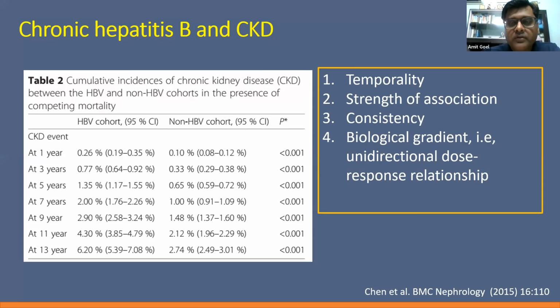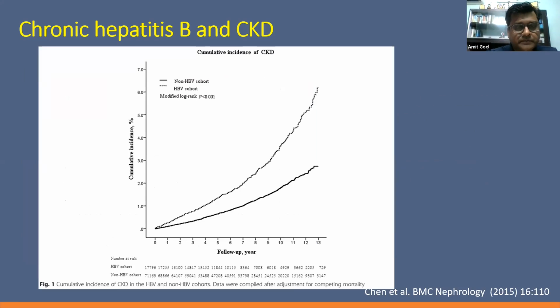This study showed temporality because it was a prospective cohort study. Strength of association is good. Ratio is up to 2.5, risk of incidence of chronic kidney disease in those with HBV as compared to those with no HBV. Result is consistent in different studies, but not in this study, you can say, and biological gradient.